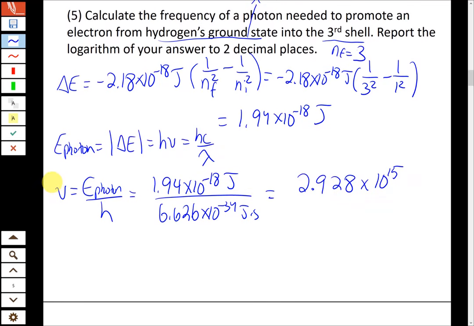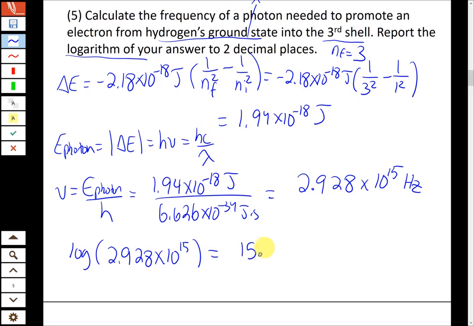But then what it asks for is, so that's going to be in hertz, but it wants us to take the log of the answer and report it to 2 decimal places. So again, make sure you know how to do this on your calculator. It's a little bit different for certain calculator models, but the log of that number is going to be 15.47, and it'll specify how many decimal places to report it to, which is usually 2 or 3. Okay, so that's another alternative form.